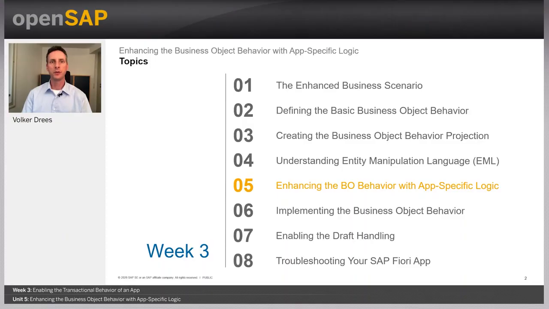In the previous unit you learned how to use the entity manipulation language to interact with the transactional buffer of your travel business object. Now we will enhance the behavior of our business object by defining determinations, validations and actions. We will also add static and dynamic feature control. In a subsequent unit we will perform the implementation of the corresponding business logic.